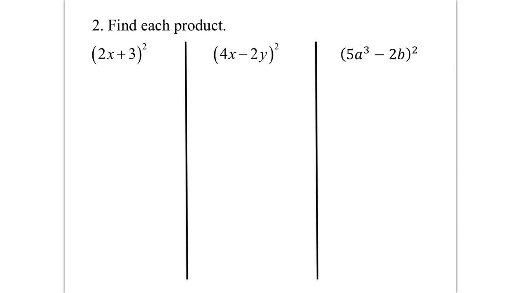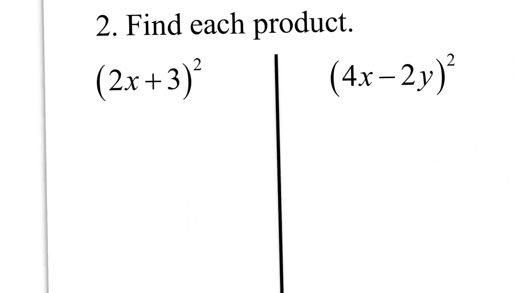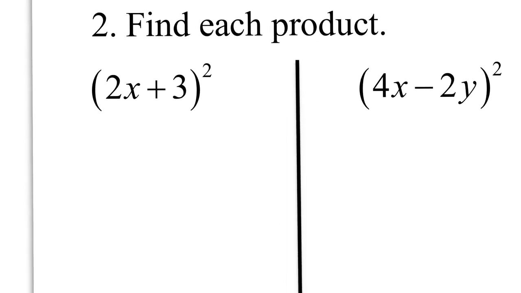So let's try a few more here. You guys want to find the product when you have a binomial squared. Sometimes you might have one variable, sometimes you might have two different variables. But the idea is the same. You guys are going to copy down the parentheses, the binomial 2 times, and then you guys multiply.